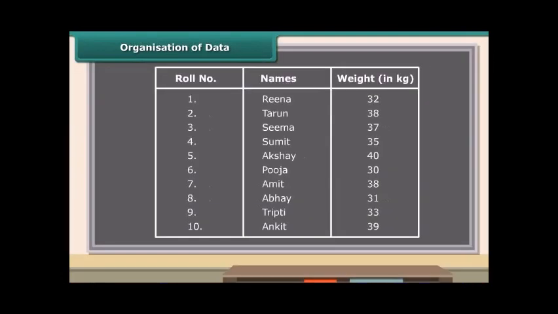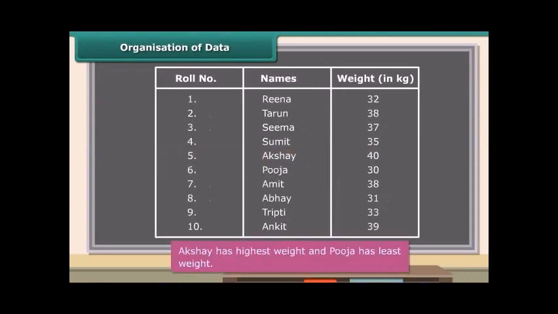Now look at this data. You can easily know which student has the highest weight and which has the least. So when we put data in a proper table, it becomes easy to understand and interpret. We can put many kinds of data in tabular form.